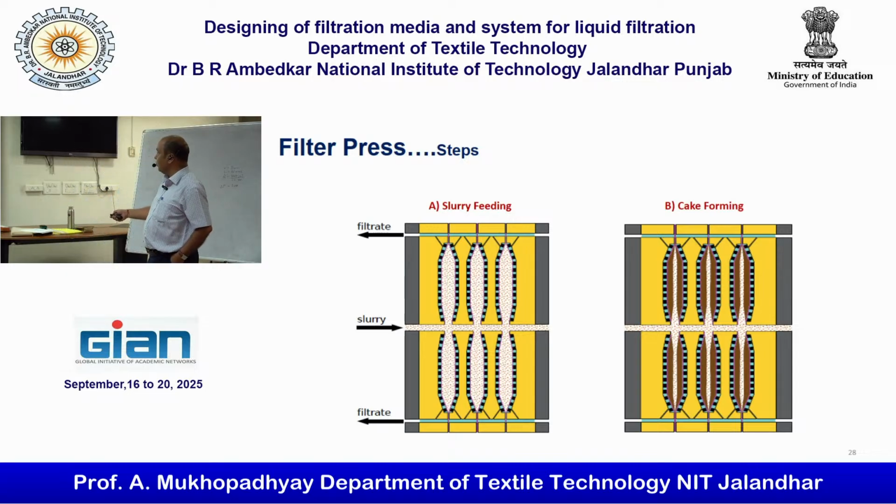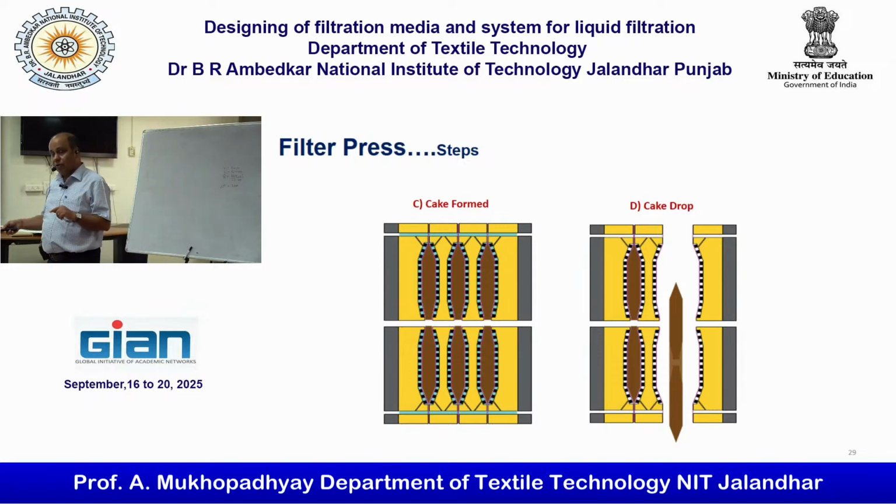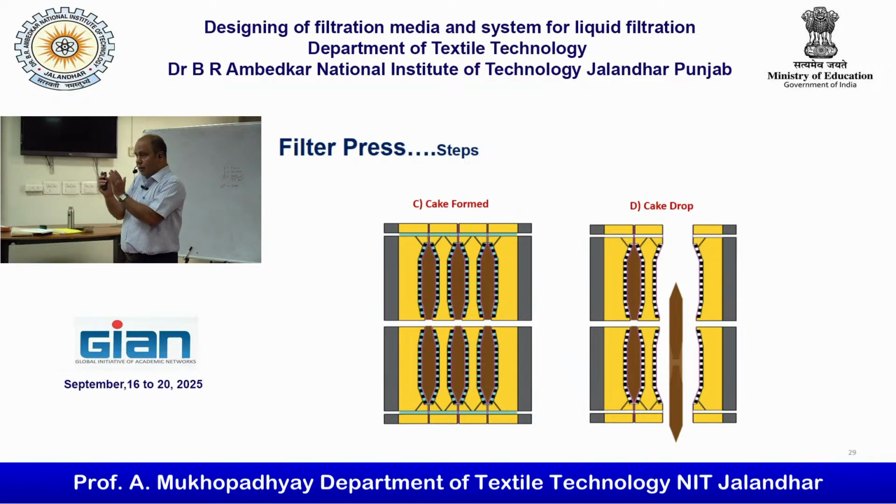Slurry feeding is the first step. Cake forming is the second step. The third step is that once the cake is formed, no more slurry feeding is possible, even if you apply high pressure. So the next step is to separate the plates. If you separate the plates, then obviously the dry cake will fall off. So this is a batch process. The drum filter I talked about was a continuous process, but this one is a batch process. Slurry feeding is followed by cake formation, and then the dry cake falls off.